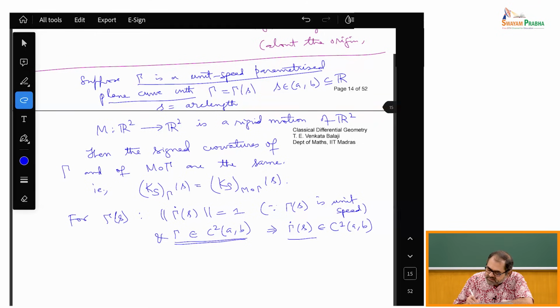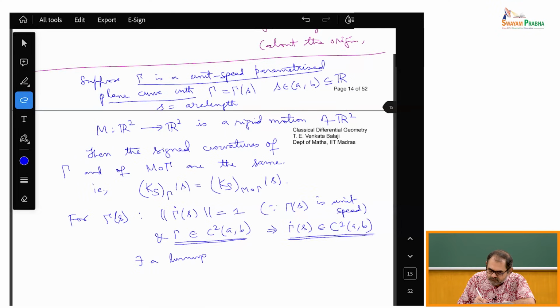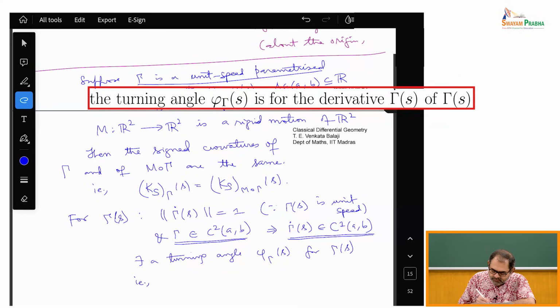And then this means that the first derivative of gamma with respect to s is first continuously differentiable, so gamma dot is a first continuously differentiable unit vector, and we know that for a first continuously differentiable unit vector there is a turning angle. So there exists a turning angle phi gamma of s for gamma of s, that is, d phi gamma of s by ds is k signed of gamma of s.